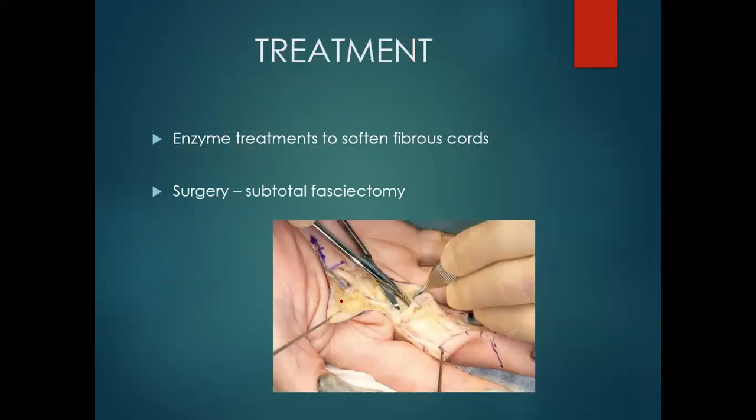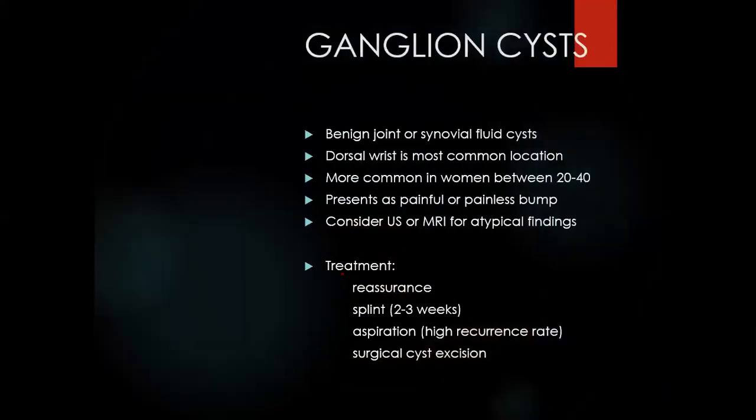If it's bad enough, you can take these enzyme treatments to soften the cords, which they're going to inject, or you can have a subtotal fasciotomy, so they dissect that scar tissue. Ganglion cysts, also known as Bible thumper cysts back in the day, are just a fluid collection that can be ruptured. And they used to actually rupture them with a big Bible.